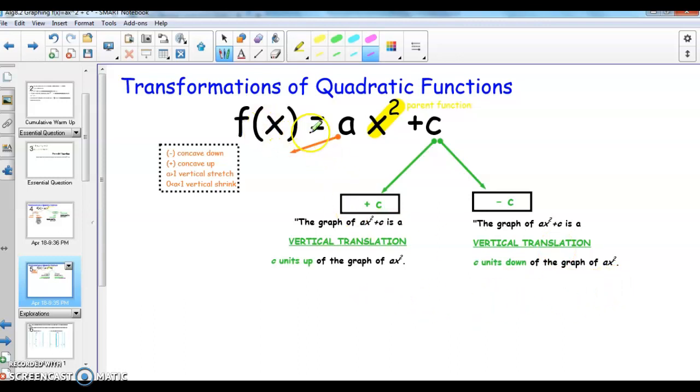So let's take a look at this slide. This is a summary of the effects of a on the parent function x squared. Now, what if the function looks like f of x is equal to ax squared plus c? If a constant c is added, the graph of ax squared plus c is a vertical translation c units up of the graph of ax squared. However, if c has a negative sign, then the graph of ax squared plus c, where c is negative, is a vertical translation c units down of the graph of ax squared.